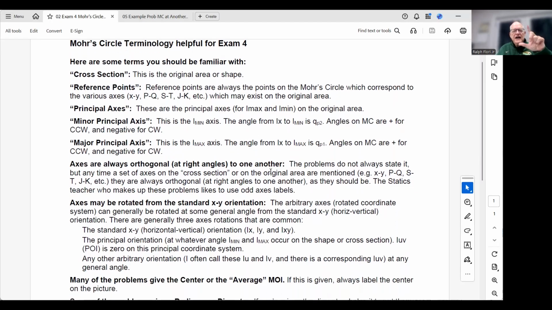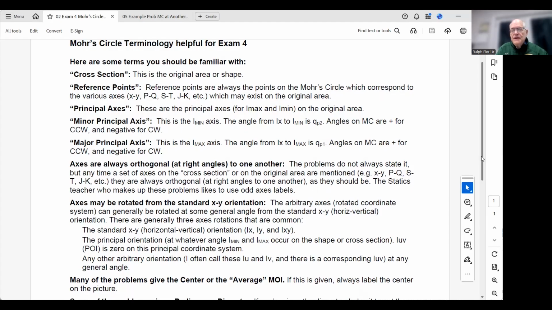So whenever you have these axes, PQ, ST, IXY, they're always orthogonal to one another. In other words, they're always at right angles. The problems don't always state it, but anytime a set of axes on the cross section or the original area are mentioned, they're always at right angles to one another.